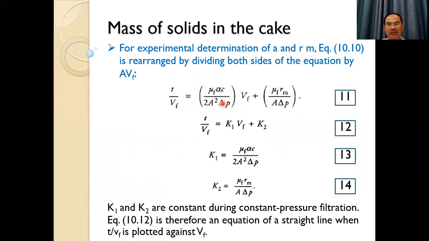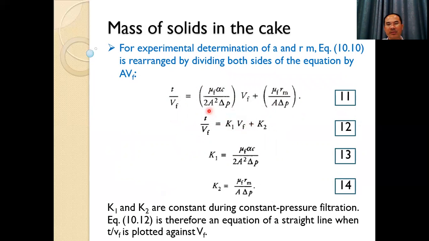We reduce this term into K1 and K2. K1 is the constant with respect to alpha. Alpha is the resistance of the cake. K2 is the constant related to Rm, the medium resistance. Okay, and then we get t over Vf as a function of K1 Vf plus K2. Then we can consider it a linear equation. t over Vf is the dependent variable and Vf is the independent variable.